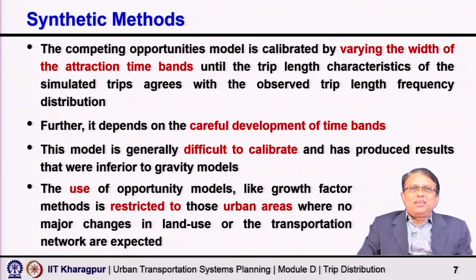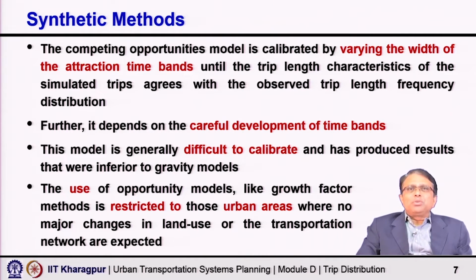Now, remember that the competing opportunity model is calibrated by varying the width of the attraction time band. How you are adjusting the time bands is very important during calibration. You can make it every 2 minutes, every 3 minutes, or it may be unequal, 3 minutes and then 5 minutes, then maybe 7 minutes. Unequal band or equal band, both are possible.